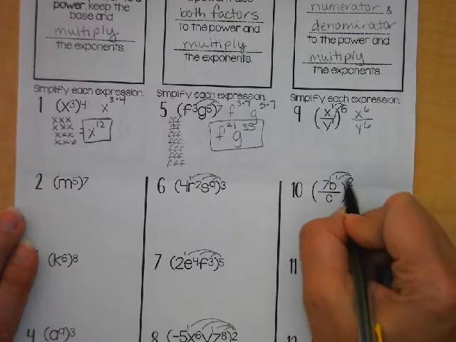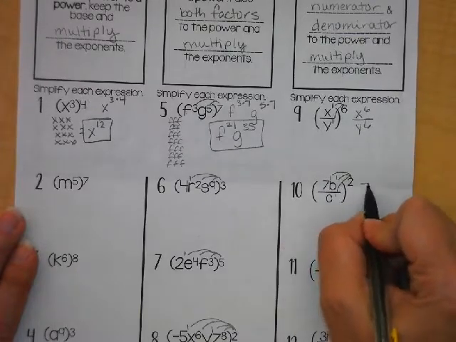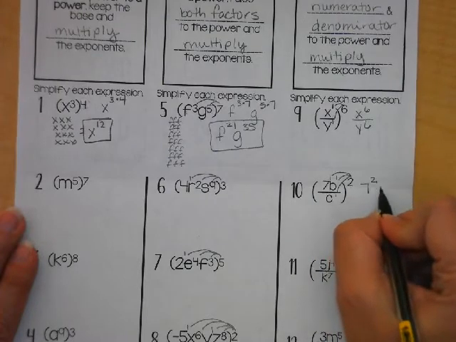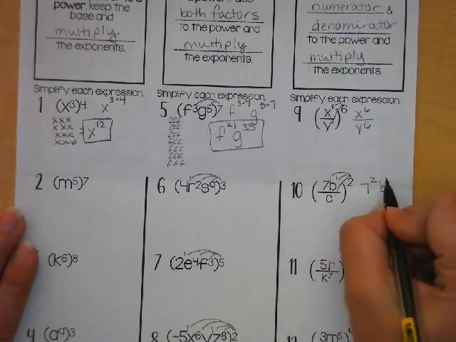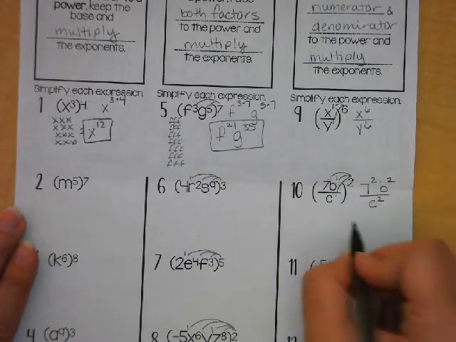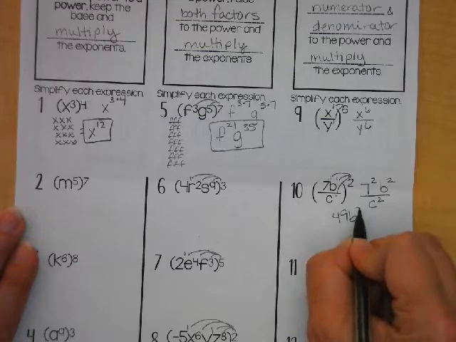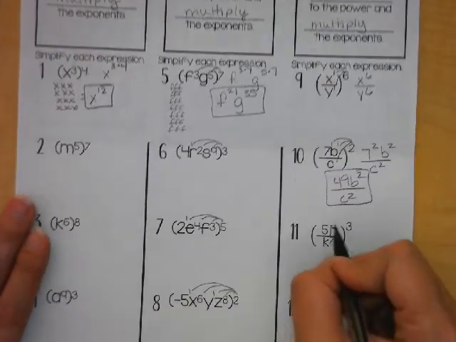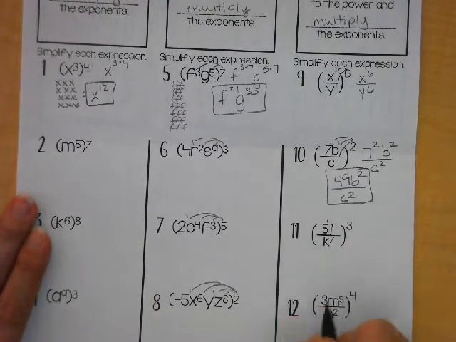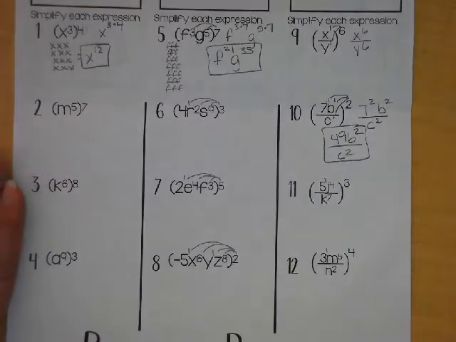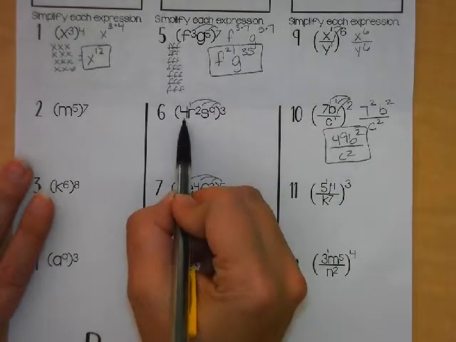Now this one, when you have a whole number, this becomes 1 times 2 is 2, 1 times 2 is 2, 1 times 2 is 2, but you can simplify this to 49b squared over c squared. Okay, so remember, if you don't have an exponent there, you're going to want to add that 1 because that is our exponent.